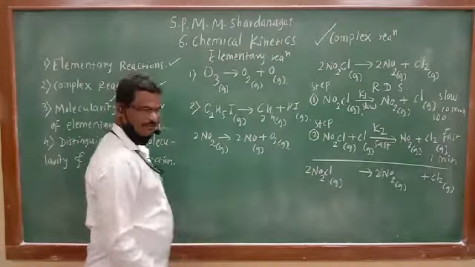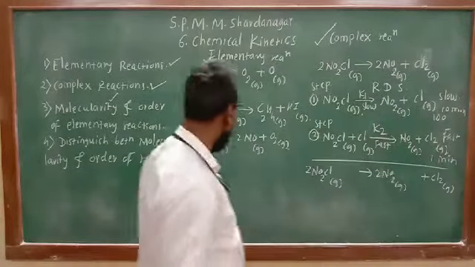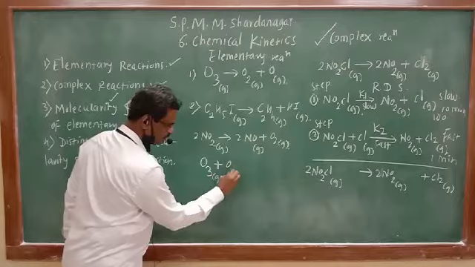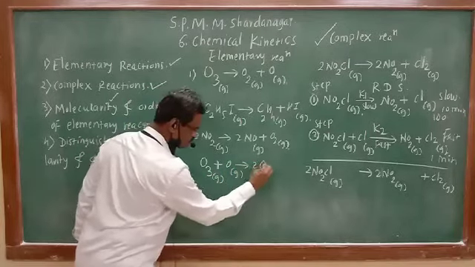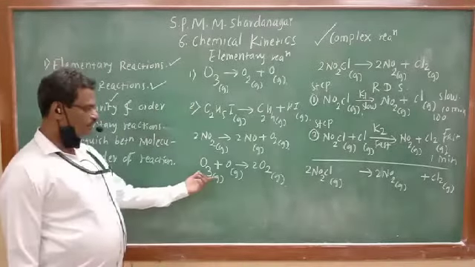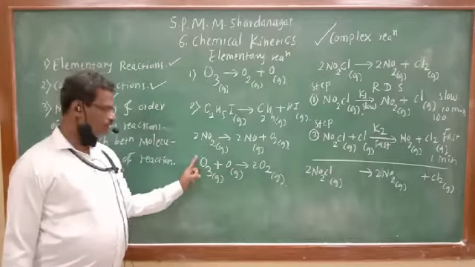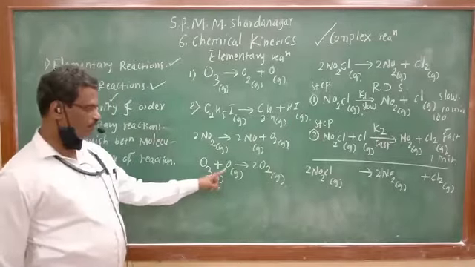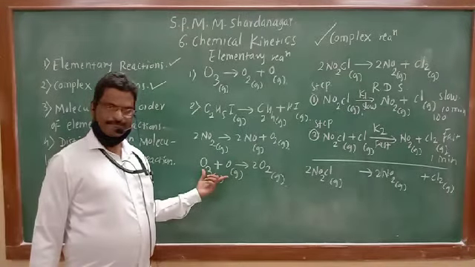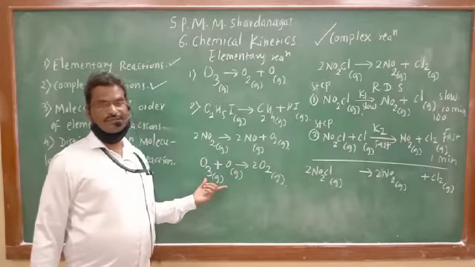If we write the reaction like this, suppose O3 gas plus O gas, ozone gas plus oxygen gas gives 2O2 gas. Can you tell me what is the molecularity of this reaction? 2. One molecule of ozone and one of oxygen. Two reactant molecules are there. So the molecularity will be equal to 2 for this reaction also.